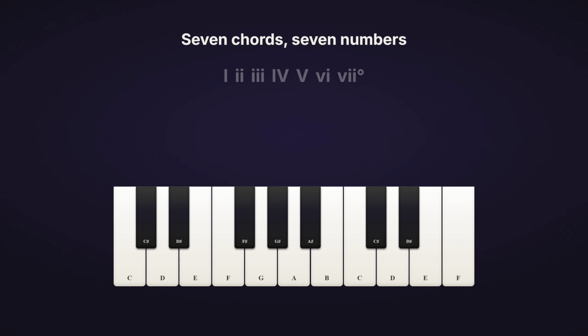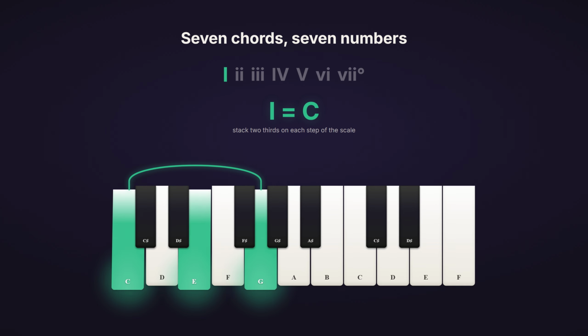So where do these numbers come from? They come straight from the scale. Take C major, the 7 white notes, and build a triad on each one by stacking thirds, the skip-a-key shape from before. Start on C and stack C, E, G. That is the chord built on the first note of the scale, so we call it the 1 chord, written as a capital Roman numeral 1.